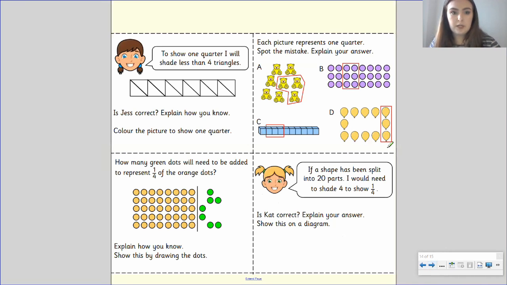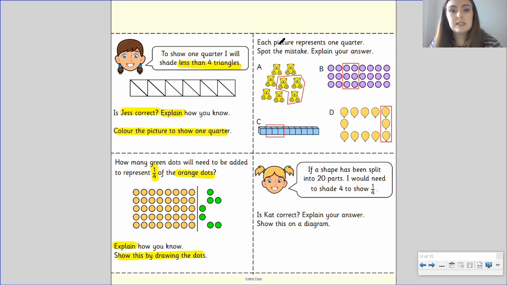And the challenge questions. The first challenge says, to show 1/4, I will shade less than 4 triangles. Is Jess correct? Explain how you know, and then colour the picture to show 1/4. So you need to explain if she is correct or not by using that word because. The next one says, how many green dots will need to be added to represent 1/4 of the orange dots? Explain how you know, and then show this by drawing the dots.